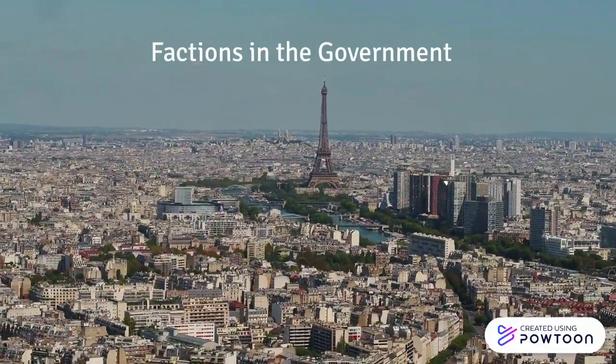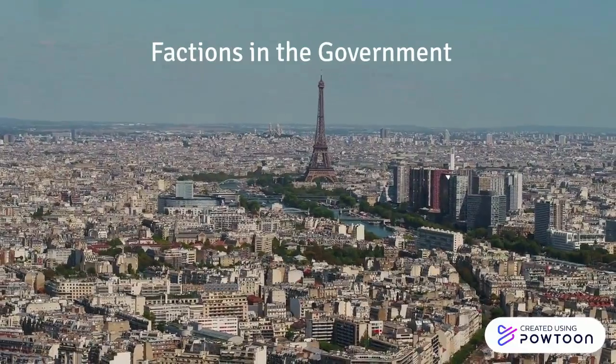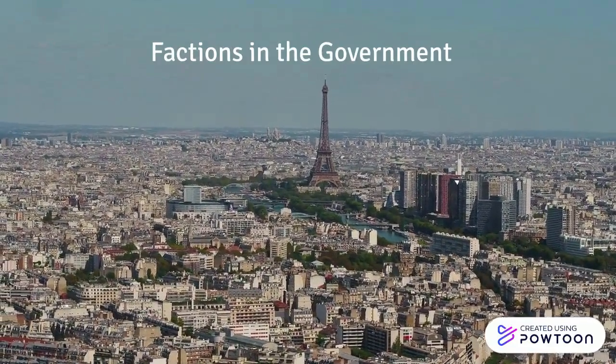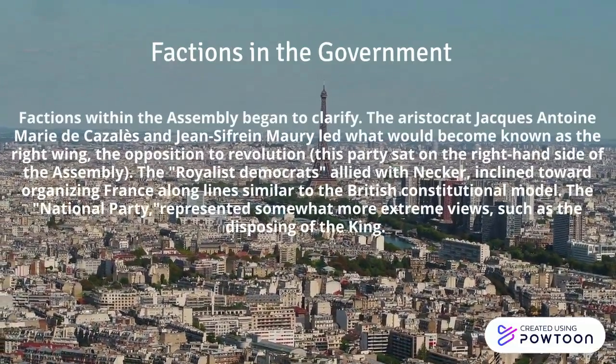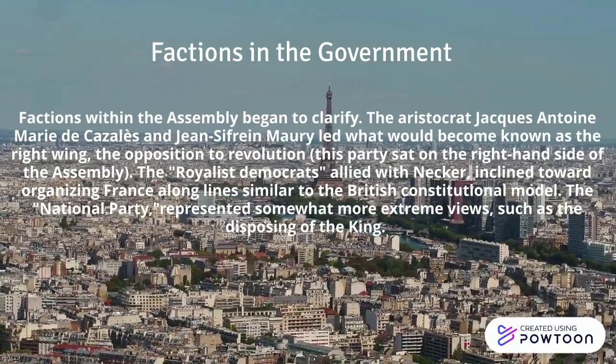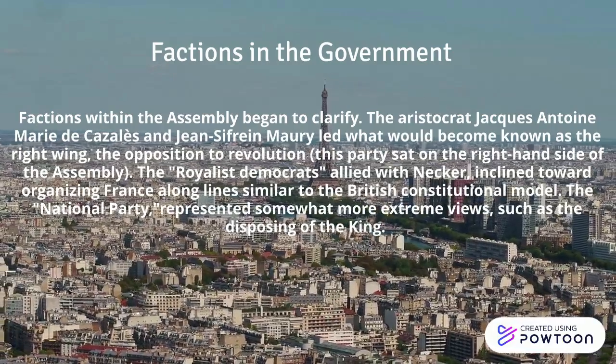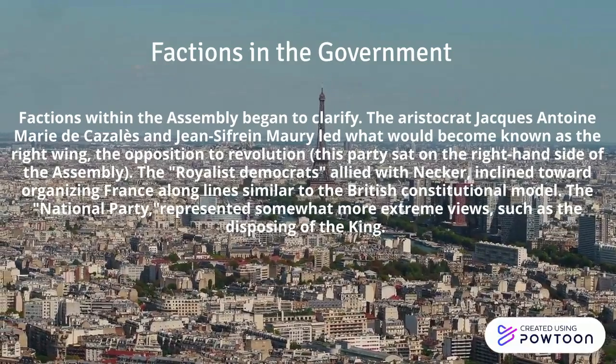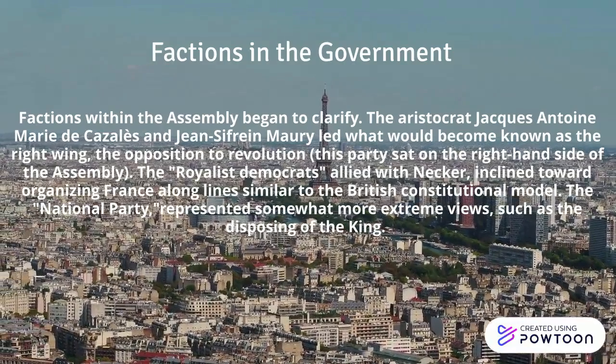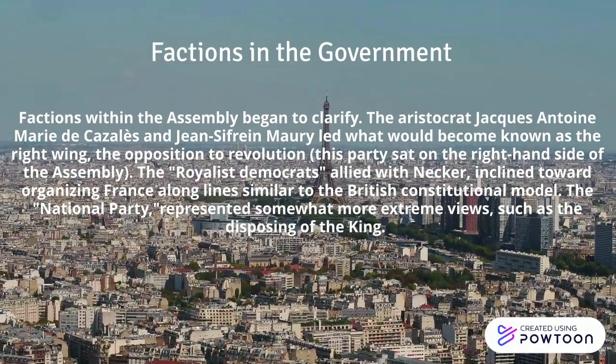Factions in the assembly began to clarify. The aristocrat Jacques-Antoine Marie de Cazalès and Jean-Sylvain Maury led what would become known as the right wing, the opposition to the revolution. This party sat on the right-hand side of the assembly. The Royalist Democrats, allied with Necker, inclined toward organizing France in a way similar to the British constitutional method. The National Party represented somewhat more extreme views, such as disposing of the king.